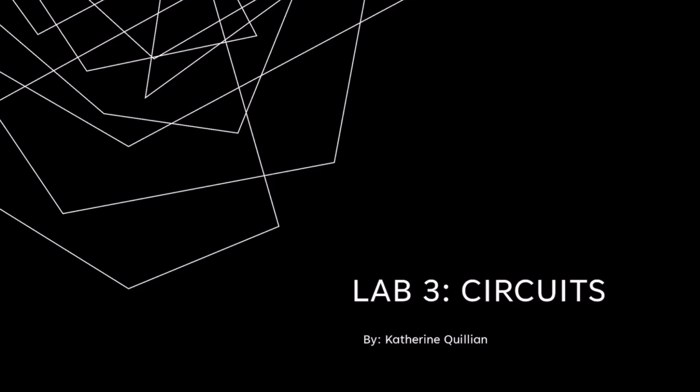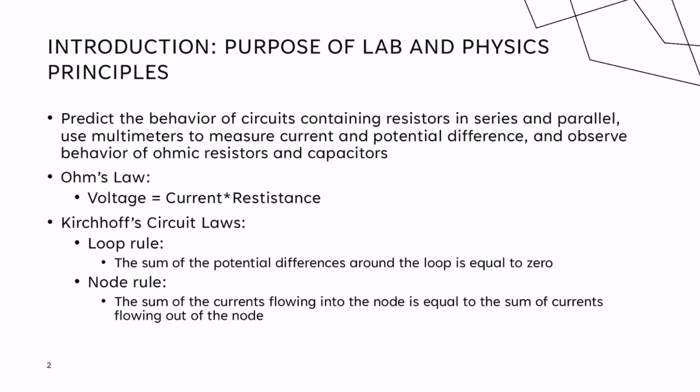Lab 3 circuits. So, introduction to this lab. The purpose of this lab was to predict the behavior of circuits containing resistors in series and in parallel, and to use multimeters to measure the current and potential difference, and then also to observe the behavior of ohmic resistors and capacitors. So this lab demonstrated Ohm's law, which is voltage equals current times resistance. And it also demonstrated Kirchhoff's circuit laws, including the loop rule and node rule.